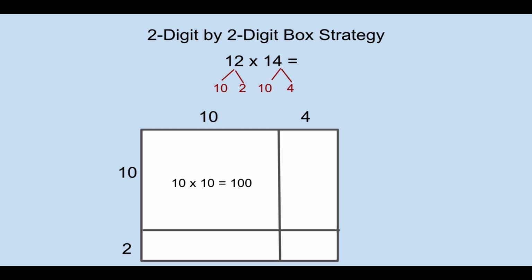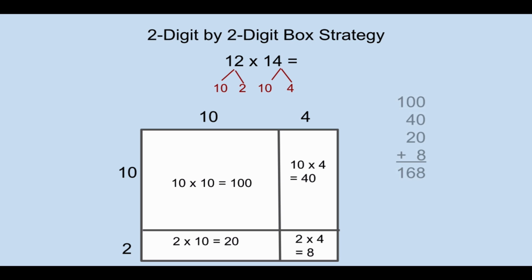The first one, 10 times 10 is 100. 10 times 4 equals 40. 2 times 10 equals 20. And 2 times 4 is 8. So now if I add the totals for those 4 small arrays together, I'm going to find that there's a total of 168 in my big array. That means that 12 times 14 equals 168.